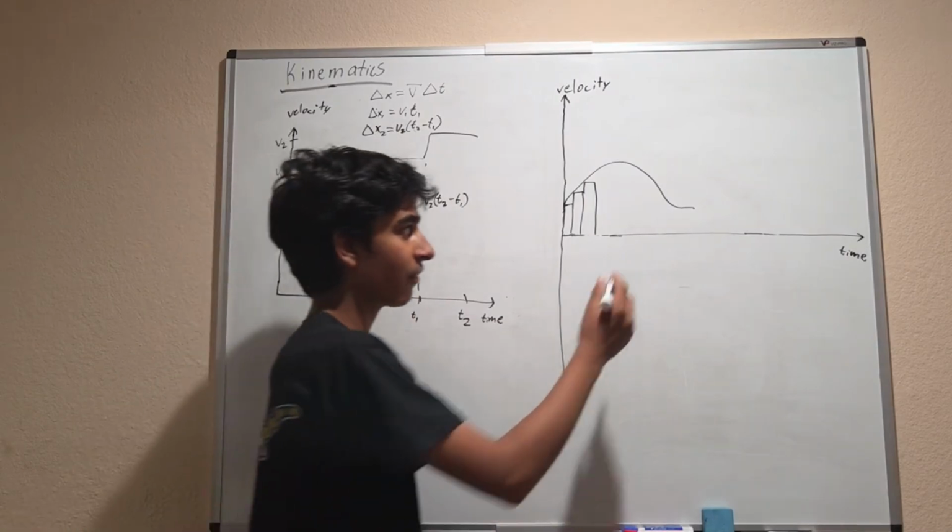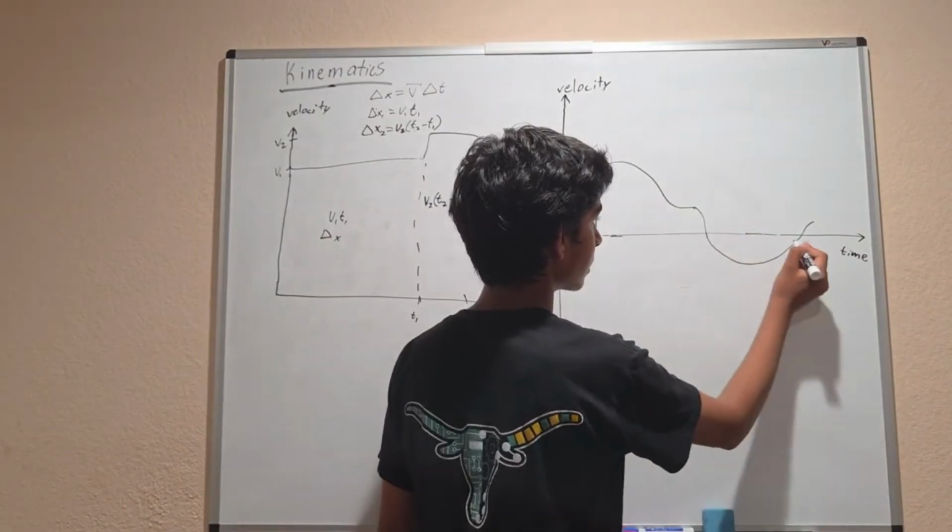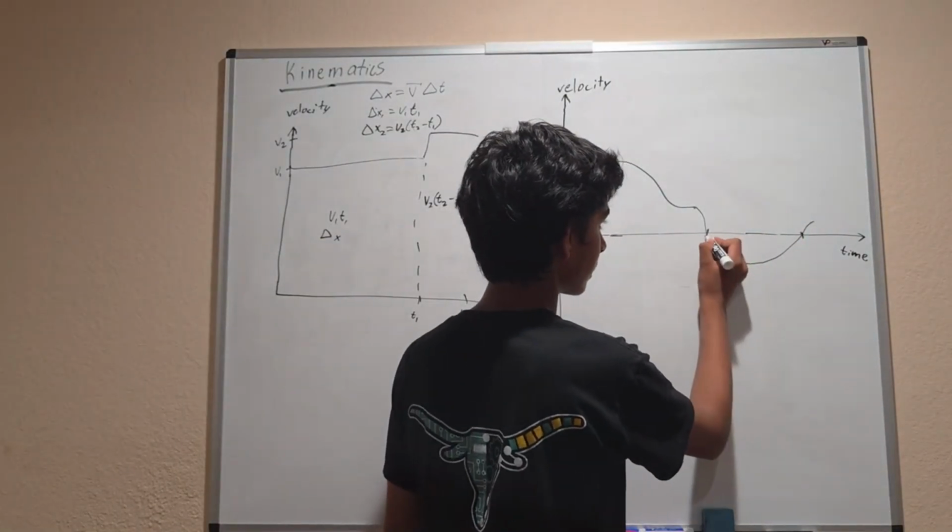And if the graph goes below 0, for example, we just consider the displacement during this time interval to be negative.